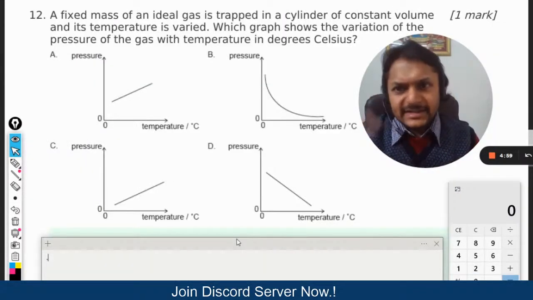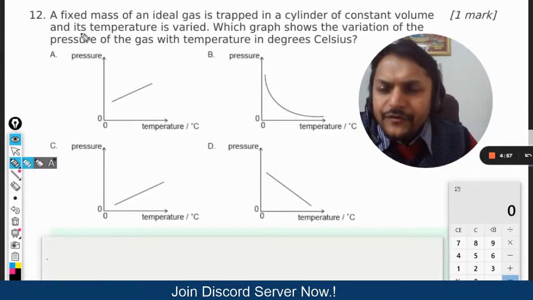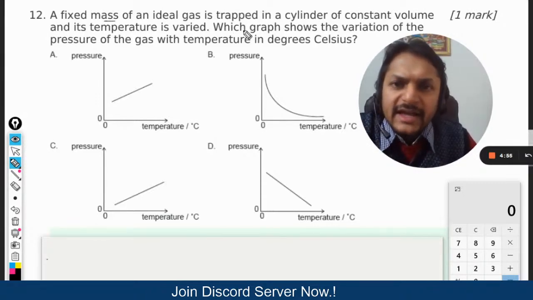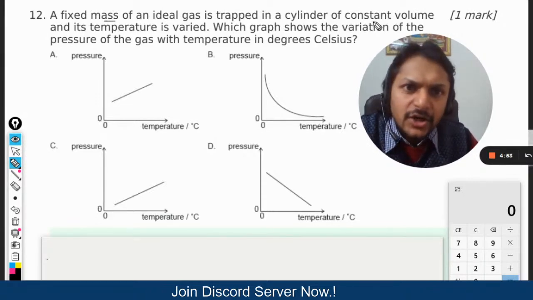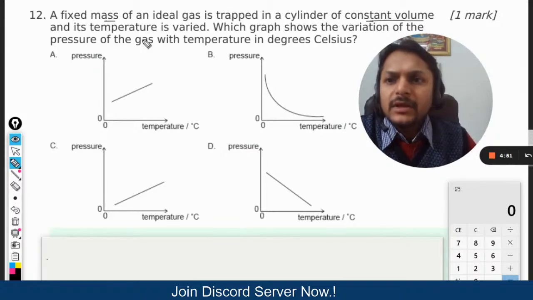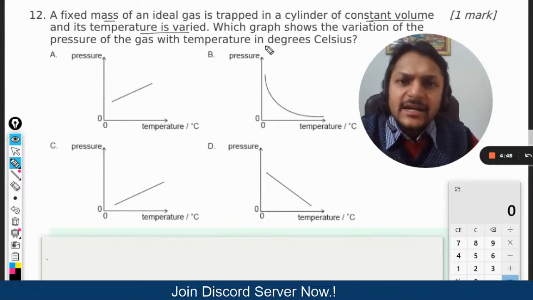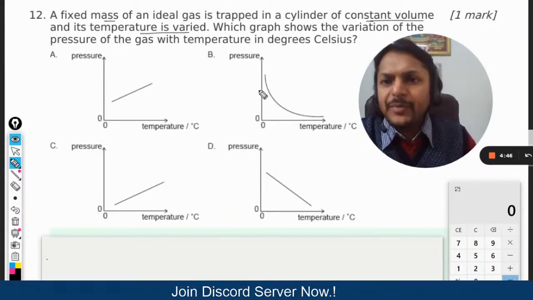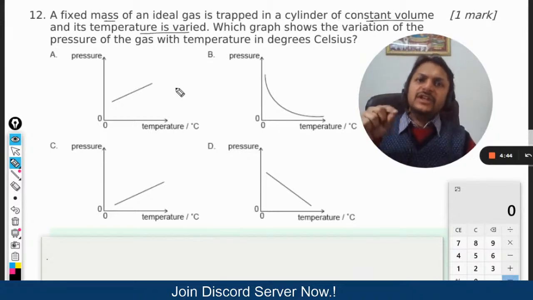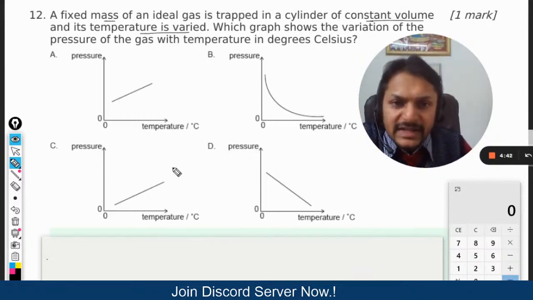Okay, dear students, let us see what is there in this question. A fixed mass of the ideal gas is trapped in a cylinder of constant volume, and its temperature is varied. Which graph shows the variation of pressure of the gas with the temperature in degrees Celsius?